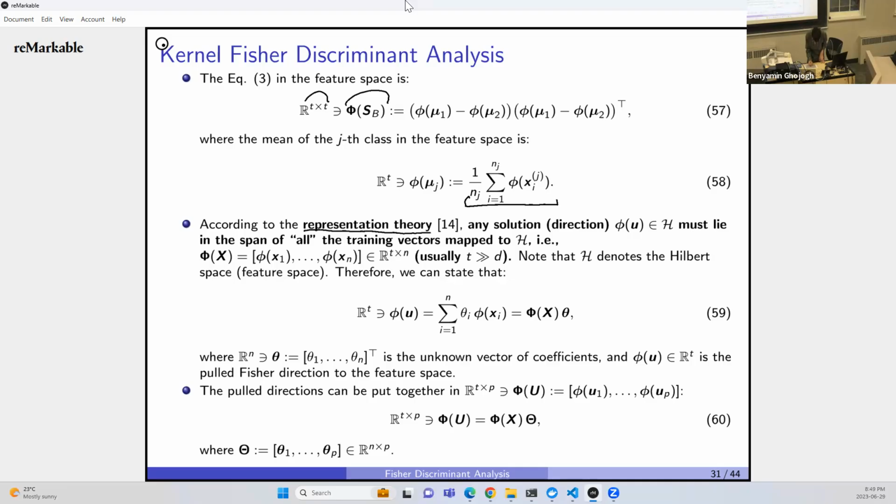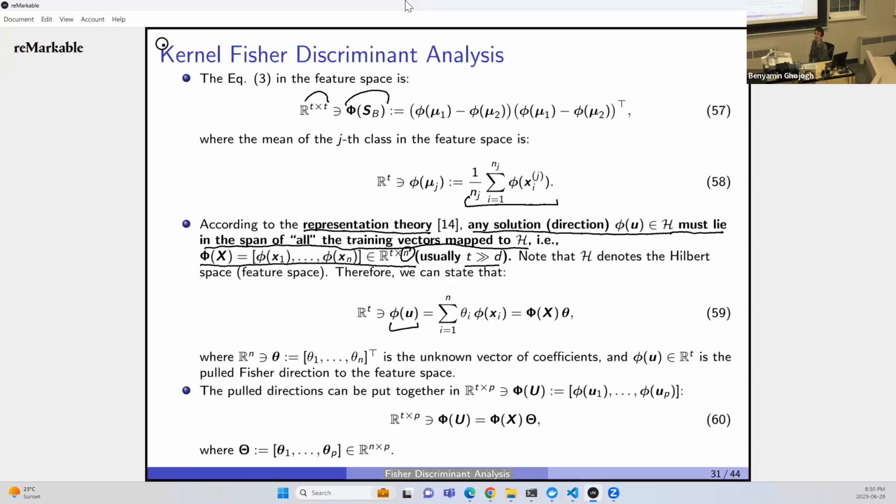According to the representer theory, which is some theory in mathematics, any solution or direction phi u in the Hilbert space H must lie in the span of all the training vectors mapped to the Hilbert space, which are all of the endpoints in the Hilbert space, where usually T is much greater than D. T is the dimensionality of the Hilbert space, right? So what do I mean by this? So phi u, according to this theory, should lie in the span of all training vectors in the Hilbert space. Okay, what do I mean by span?